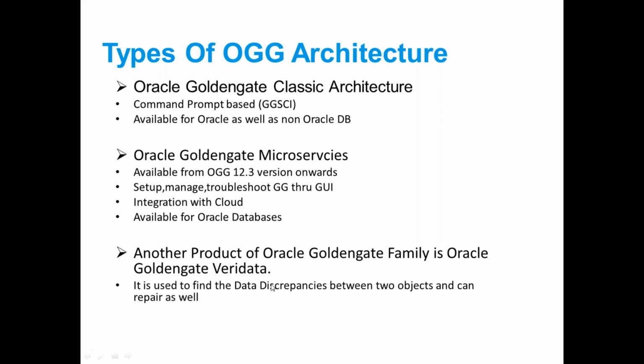Okay. Now, there is another product of the Oracle Golden Gate family, called Oracle Golden Gate Veridata. Many of you must have heard about it, or may have attended my webinar on Veridata, or watched the session on my YouTube channel related to Veridata. Veridata is another product of the Oracle Golden Gate family, which allows you to monitor discrepancies. Golden Gate is a replication tool, right? Golden Gate replicates the data from source to target, right?